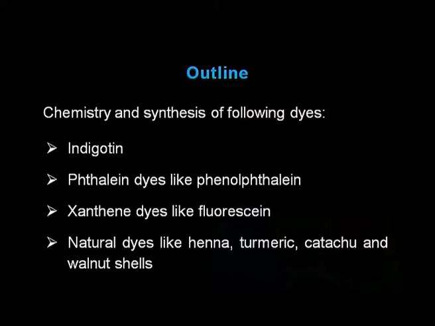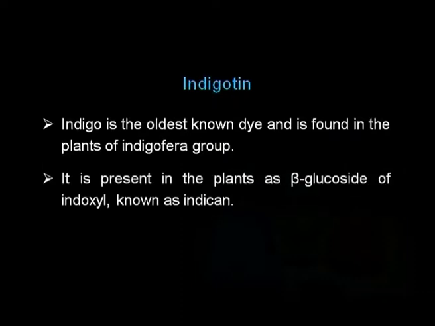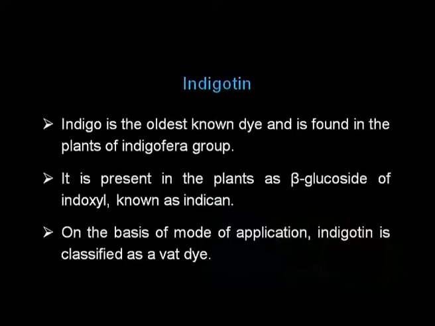and walnut shells. So, to start with indigotin, indigo is the oldest known dye and is found in the plants of Indigofera group. It is present in the plant as beta glucoside of indoxyl known as indican. On the basis of mode of application, indigotin is classified as a vat dye.